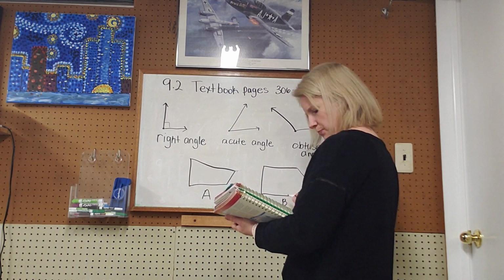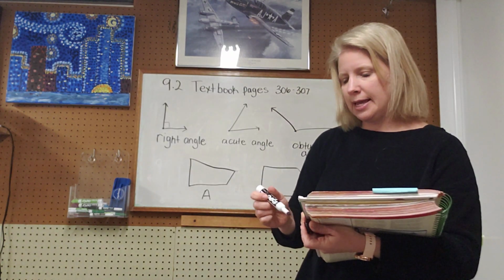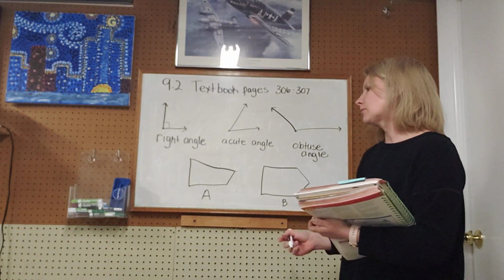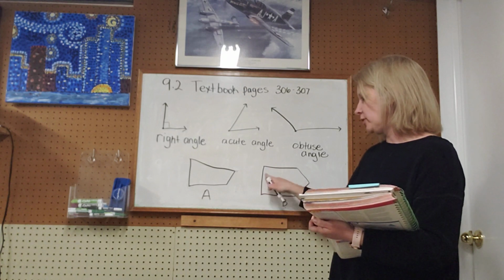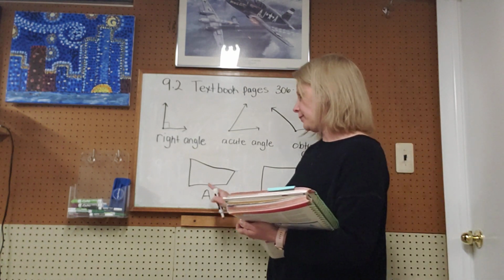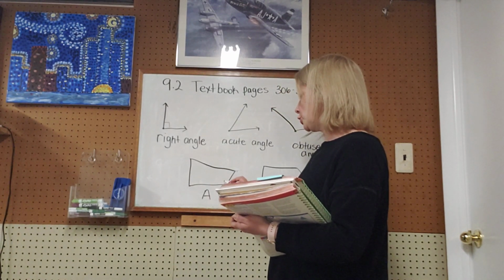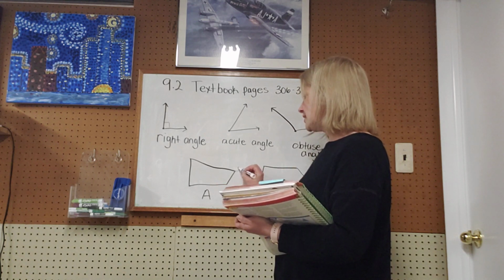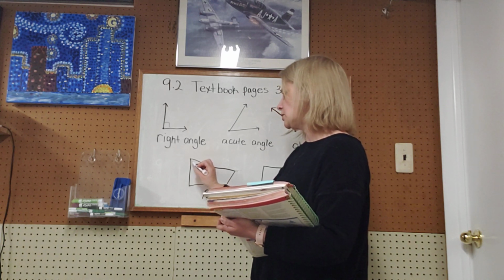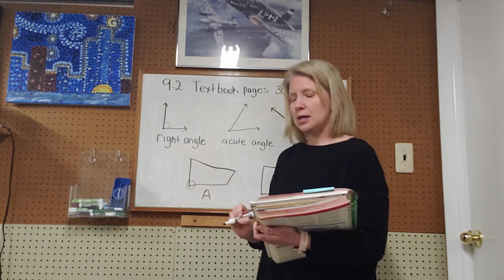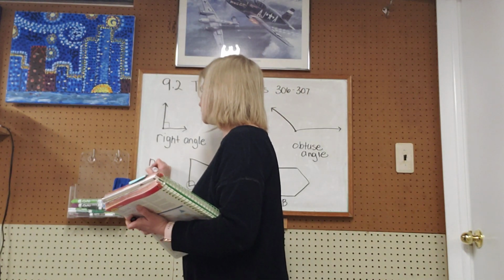This is figure B. Okay, so number 12 asks, which figure has one right angle? Only one. Well, figure B has 2. We can tell right away there are 2 perfect corners on B. So let's look at A. This is a right angle, but this is an obtuse angle. This is an acute angle because it's smaller than a right angle, and so is this one. This one is an acute angle also. So figure A is the only one that has one right angle. So number 12 is A.